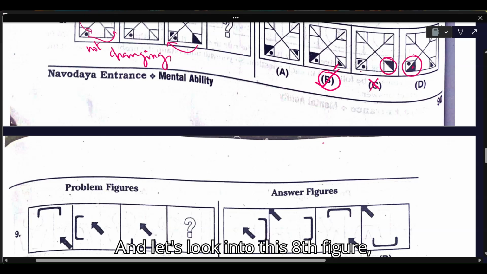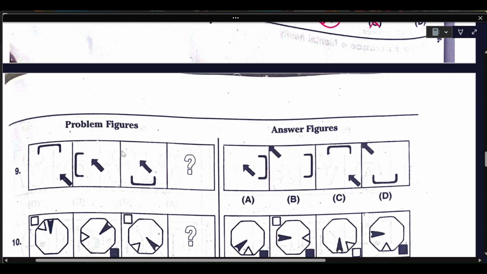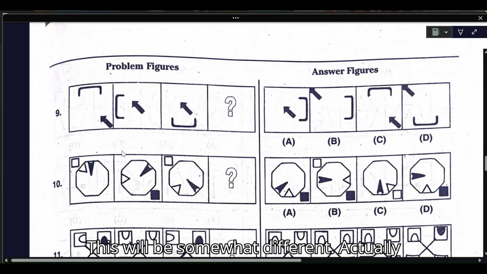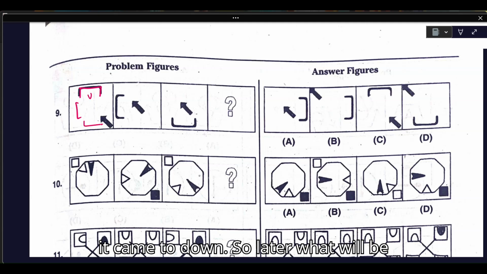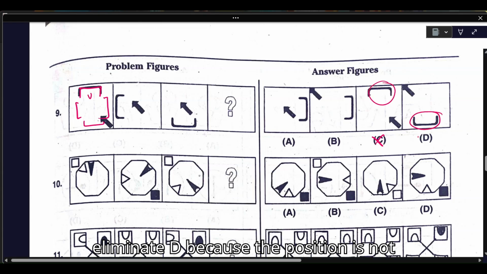And let's look into this ninth figure. Okay, this will be somewhat different. Actually it should be in analogy, but somehow by mistake it has been given in this chapter. This is something like a C or bracket. It was up and it came to left and it came to down. So what will be the next? It should be here, right? So we can eliminate C because the position is not right, and we can eliminate D because the position is not right, and these two are right.